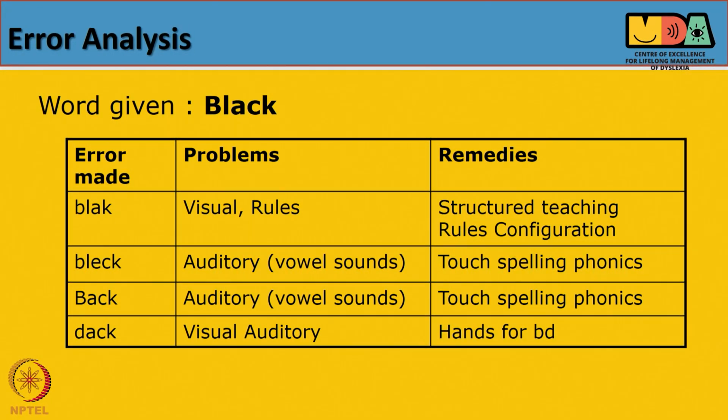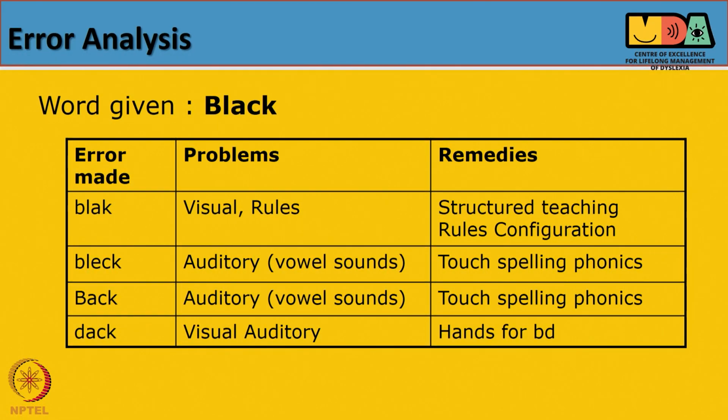teaching him how to spell. The third way he can do is, instead of writing black, he writes back. Here, what has happened is the child has not heard. He has auditory reception deficit. He has not heard the l in the blend. So, instead of saying bl, he has written only b. So, here again, your Sonde system, your touch spelling system along with the phonics will help correct this mistake.